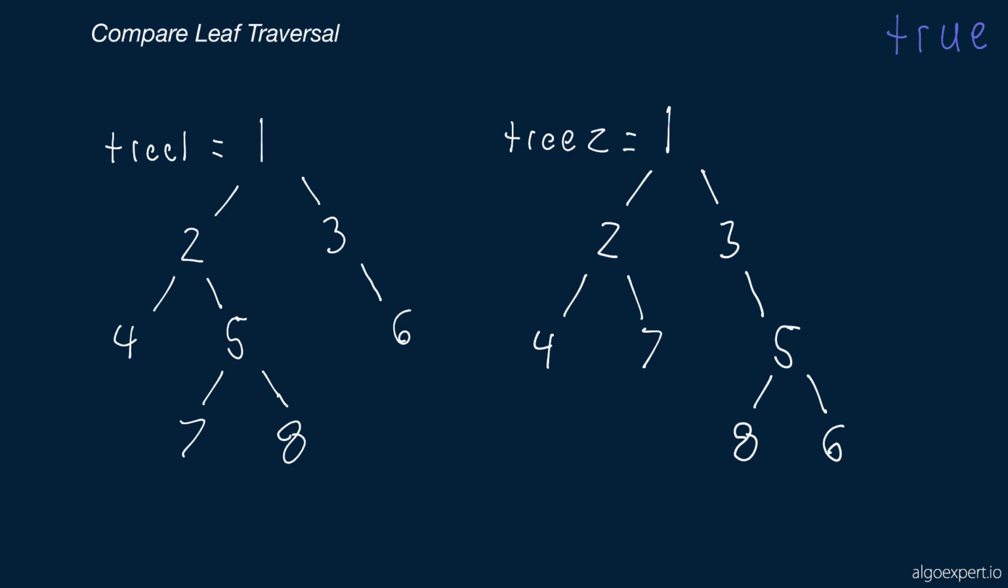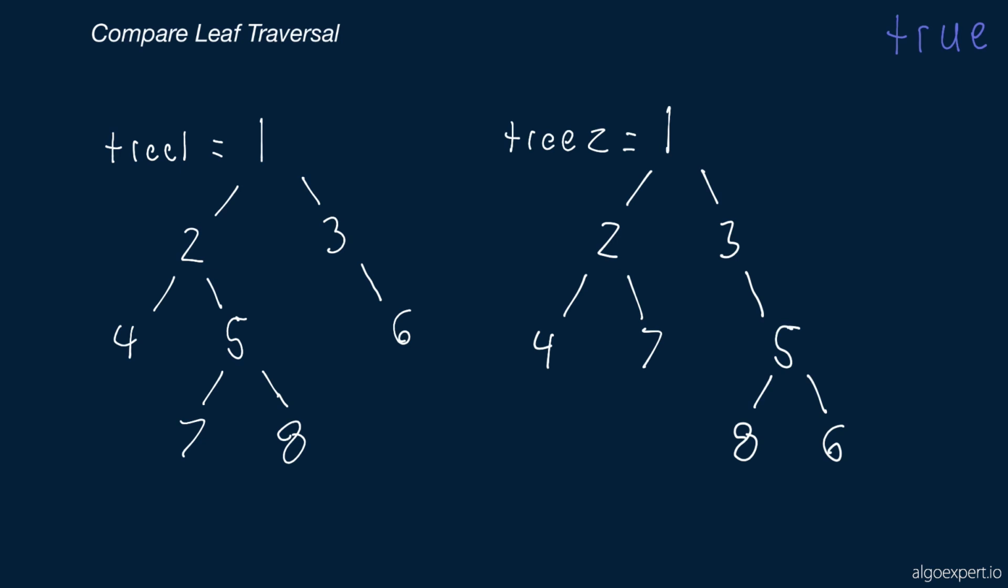Now before we dive in, let's make sure we understand what the question's asking of us and the input and output structure. So for this question, we'll be given two inputs. The first input will be called tree 1, and this will be the root node of a binary tree. The second input will be tree 2, and this again will be a root node of another binary tree. Now what we're being asked to do is compare the leaf traversals of these two binary trees and determine if they are the same or not.